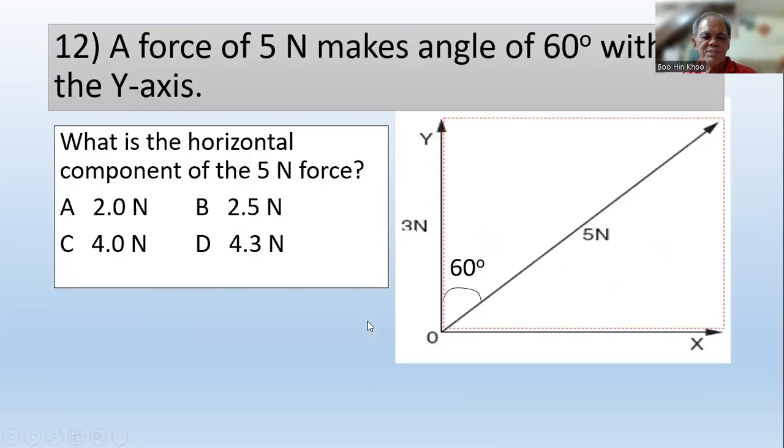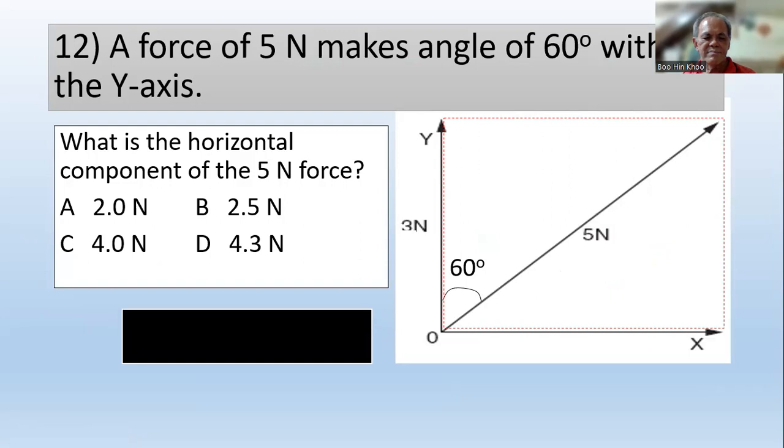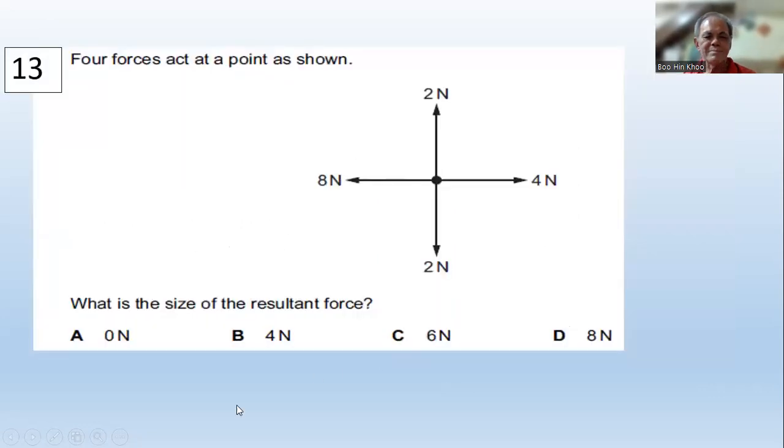Okay, let's try some questions. Try this one. 5 Newton makes an angle of 60 degrees with the y-axis. What's the horizontal component of the 5 Newton force? Far away from this angle, so it must be sine 60. Or if you want, you can use 30 here, 5 cos 30.